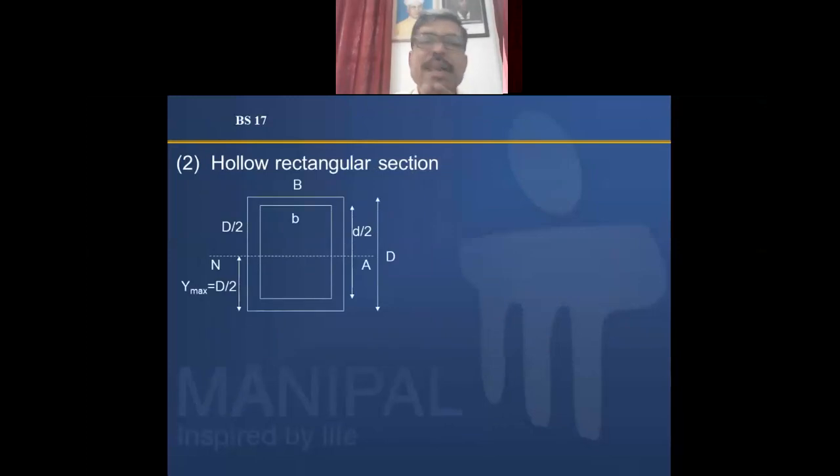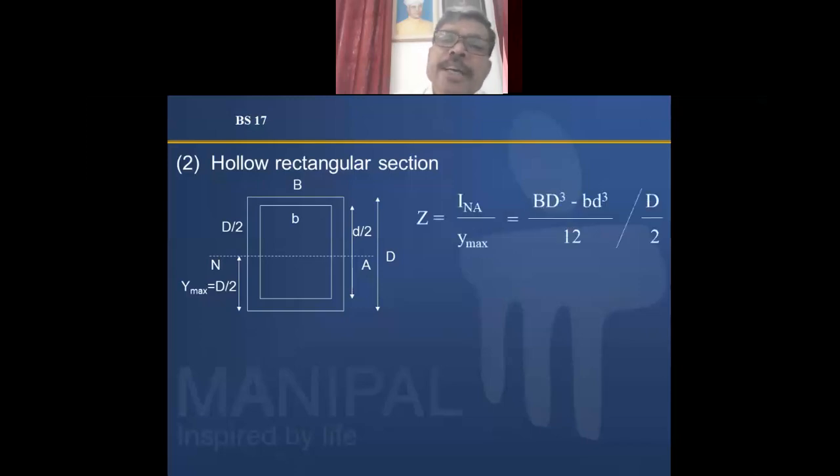This capital B, capital D is the outer dimension of a hollow rectangular section. Inner side dimension is small b, small d, and the maximum fiber distance will be D by 2, and for the inner one, small d by 2. So here I by y: capital BD cube by 12 minus inner side bd cube by 12, divided by D by 2. If you solve this, it is BD cube by 12 minus bd cube by 12, and at the bottom 6 times D. So you will get Z for the hollow rectangular section, (BD cube minus bd cube) by 6D.